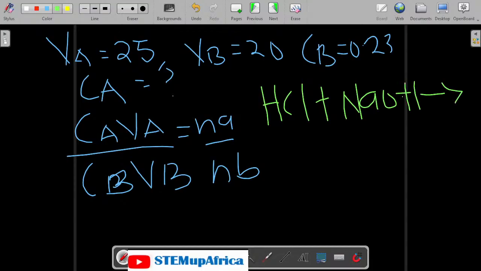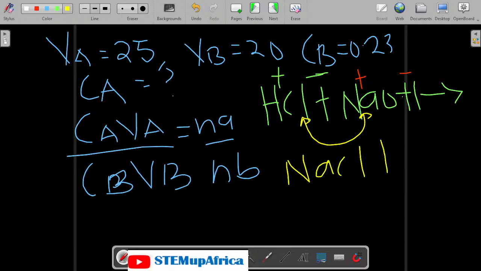To predict the product, you consider the cations and the anions. The cations are the positive ions, while the anions are the negative ions. Chlorine is negative, sodium is positive, hydroxide is negative. The positive here will combine with the negative here to give sodium chloride, and the negative here will combine with this positive here to give H2O. It gives sodium chloride and H2O. And if you look at the equation, it is balanced.